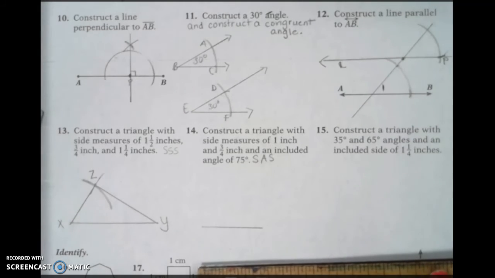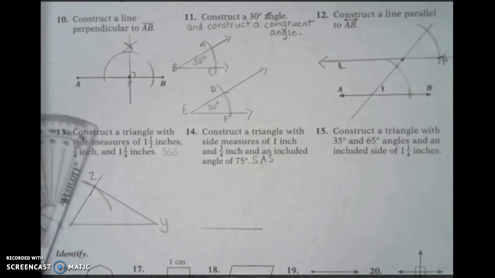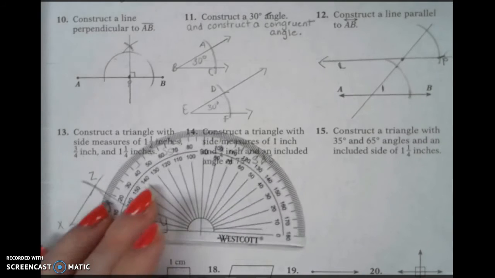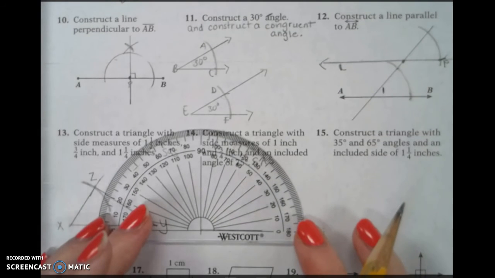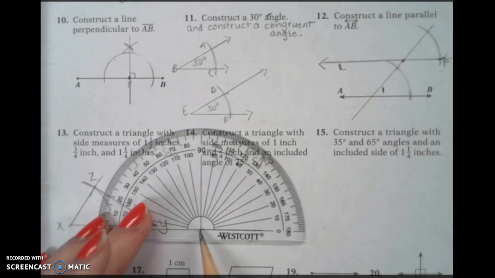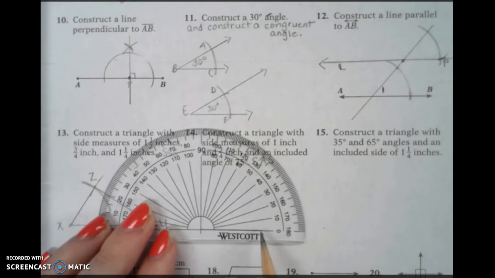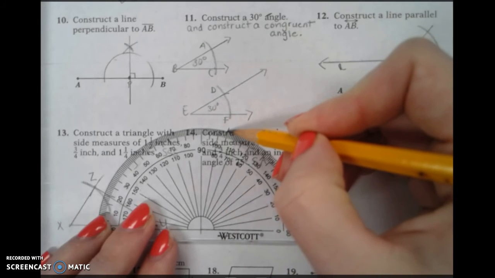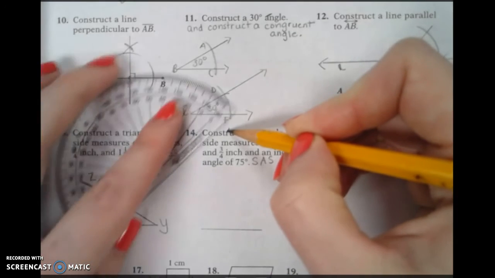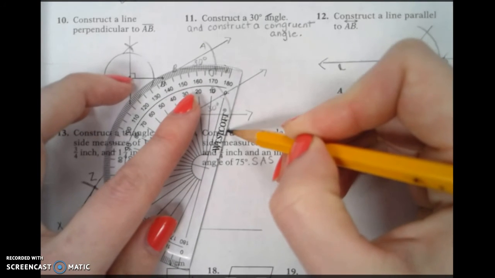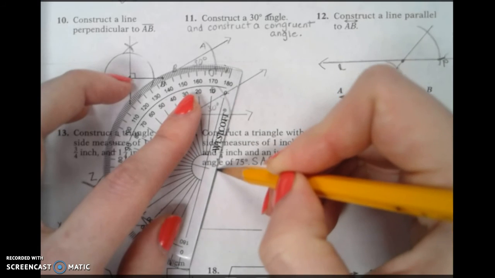After you have drawn your baseline, next draw a 75-degree angle on one side of it. So line up the vertex of your protractor with the end of your line, and I'm choosing my ray to go to the right, so I'm going to find 0 on the right and go around to 75. Make my tick mark, and then connect 75 degrees with that baseline.